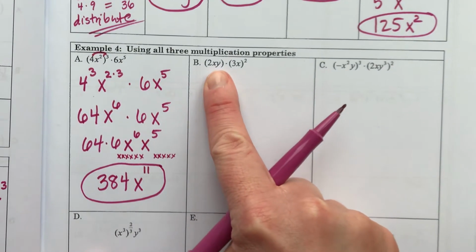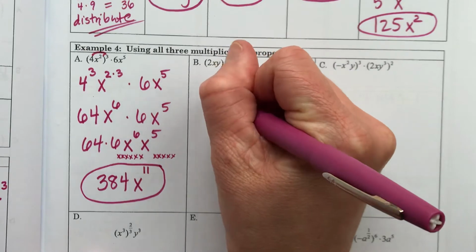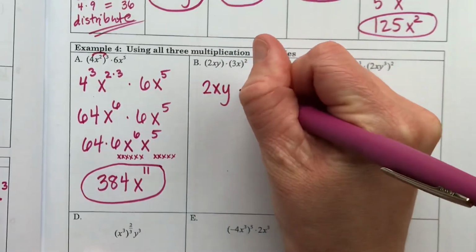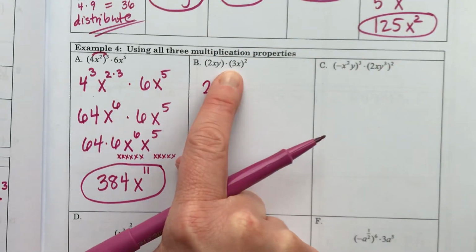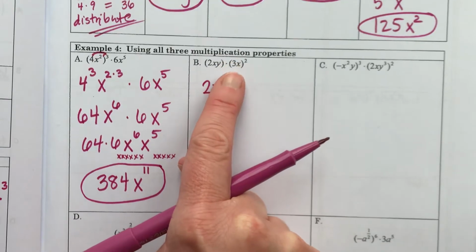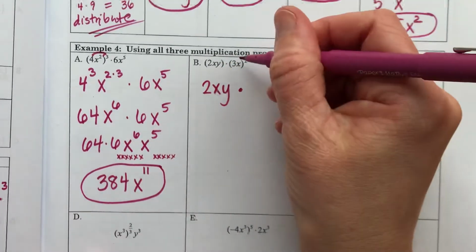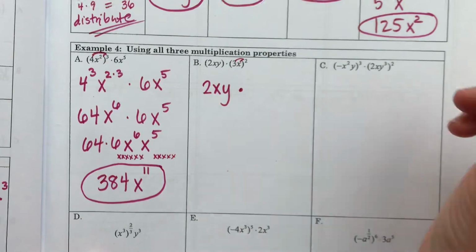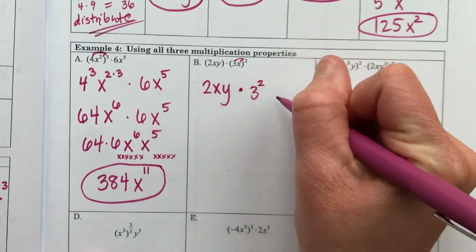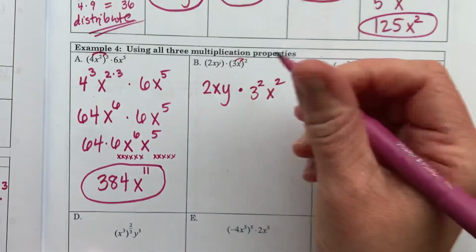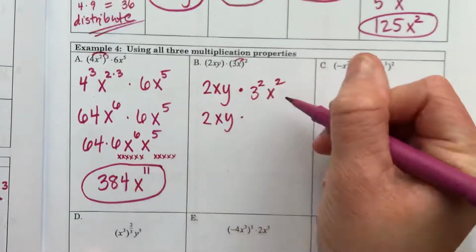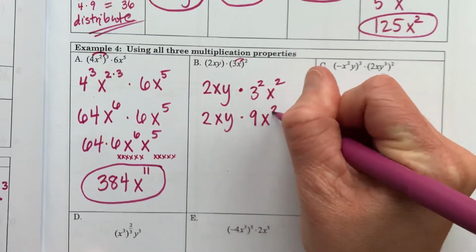Now in this example, I have a product, 2xy, and it is going to get multiplied by a product taken to a power. So 3x and both of that taken to the square. So 3 will get squared and my x will get squared. So my 2xy is really being multiplied by 9x squared.